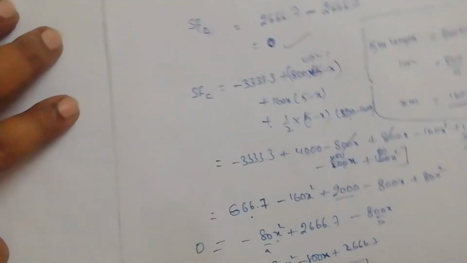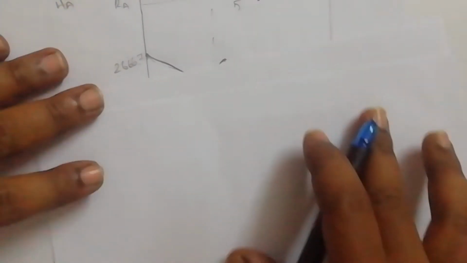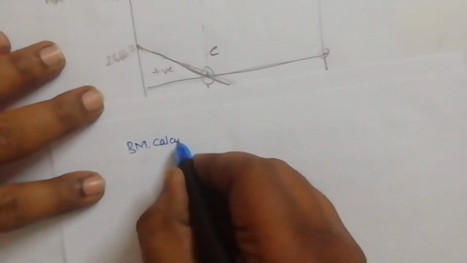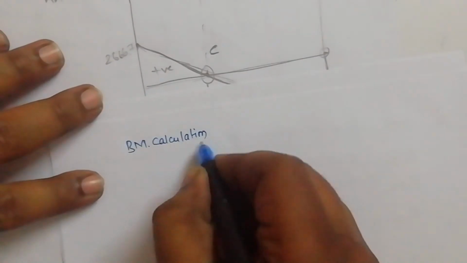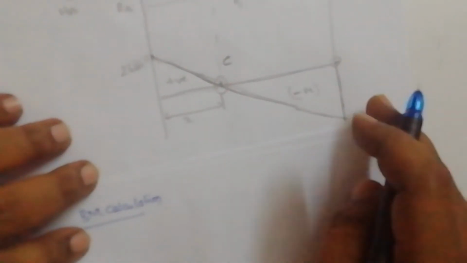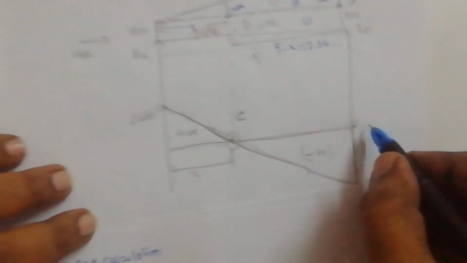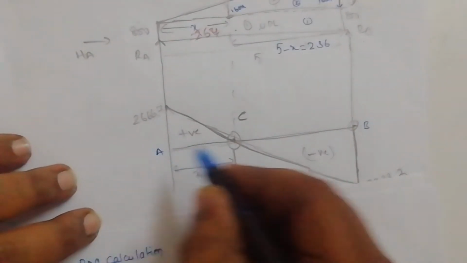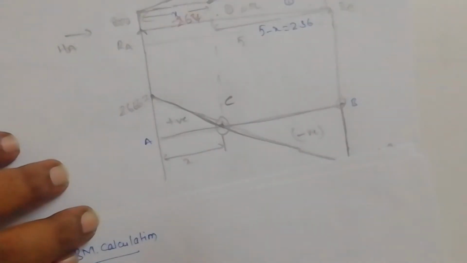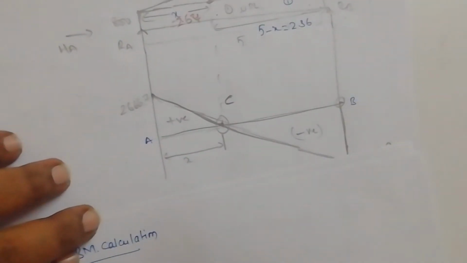So let us try to draw the bending moment diagram. Before drawing the bending moment diagram, let us take the calculation part. So bending moment calculation. What is the bending moment calculation? First thing is we have to calculate the bending moment at the points. So this is your point B, this is your point C. So first thing is bending moment at point B is equal to 0.